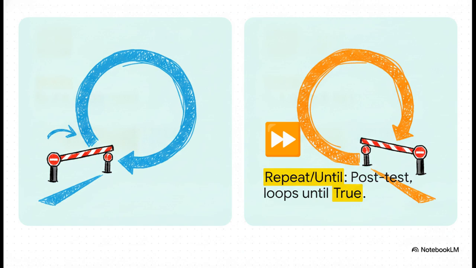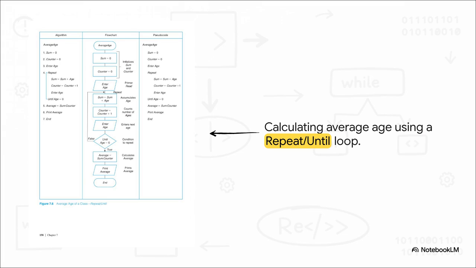If we trace that exact same average age problem using the structure, you'll see there's no decision diamond at the top. The logic just flows directly down into accumulating the sum and counting the students, and it only hits the condition check at the very bottom. So even if the user enters our trip value of 0 right away, the loop is still going to process that 0 one time before it terminates.